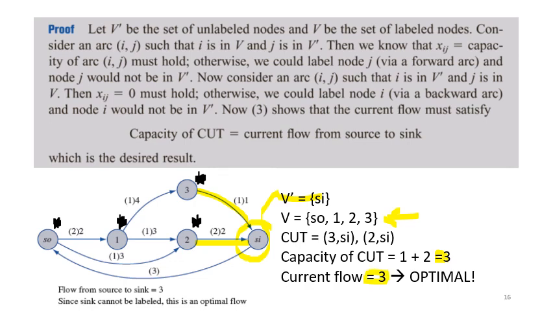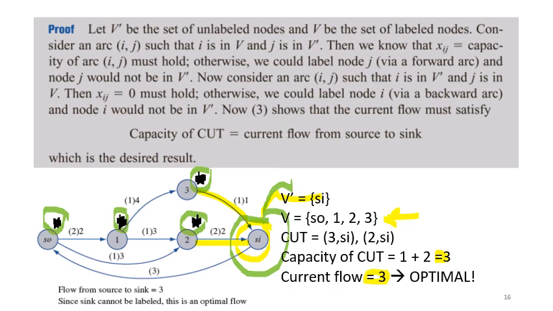So let me repeat, how can you obtain the big cut? You need to try to label the nodes until you cannot reach the sink. So there's no possible way to label the sink. That's how you know that you have already got the optimal solution. And then you take whatever is unlabeled into V prime and whatever is labeled into V.